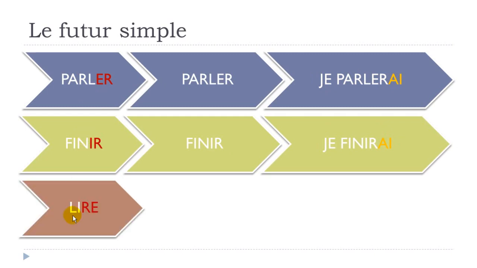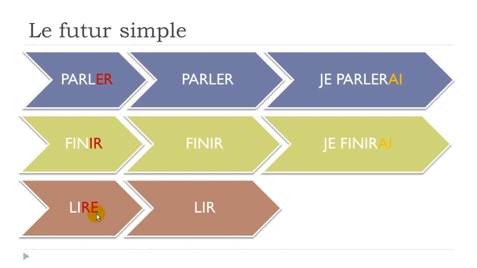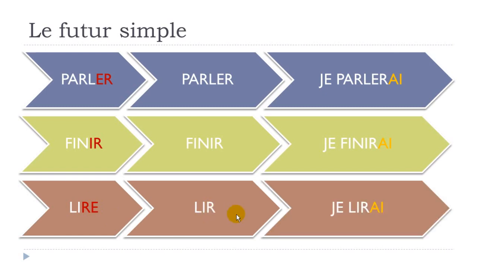The third group, it's a bit more tricky, of course, as usual, because we're talking about irregular verbs, okay? But still, I took this lire. Lire is to read, okay? And then you can see that it's ending with this vowel, okay? As usual, what we'll do, we'll take this away. So we get now L-I-R, and after that, we just put the ending. Je lirai. Alright?